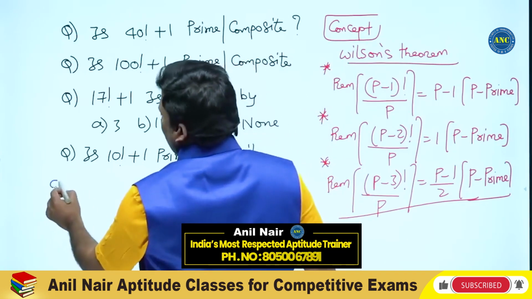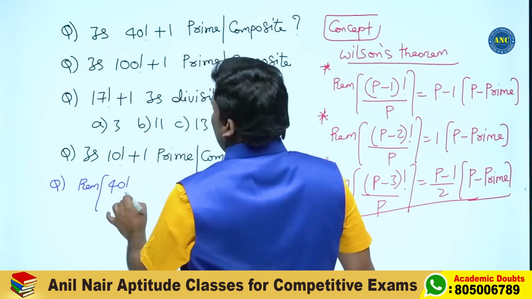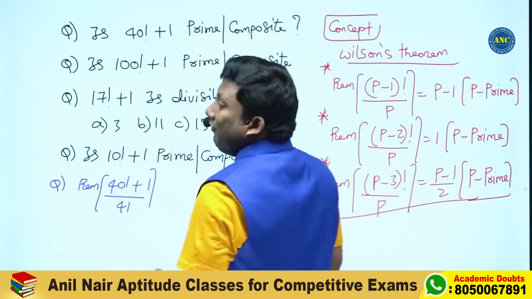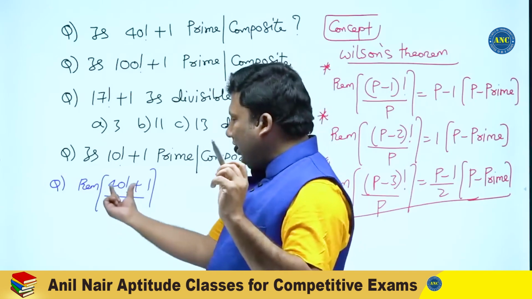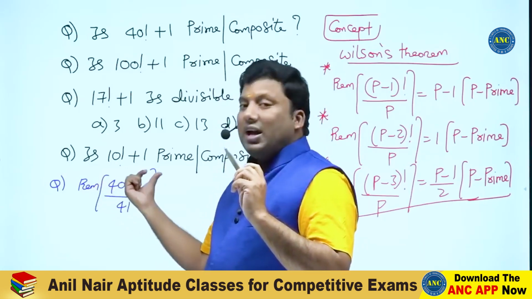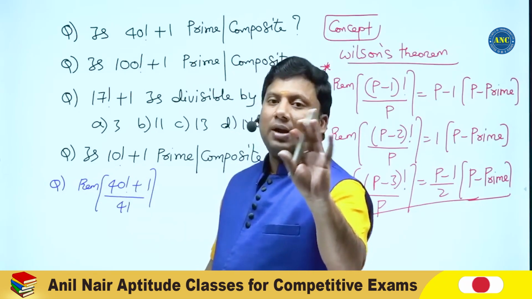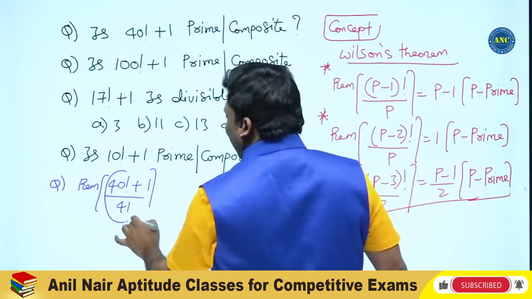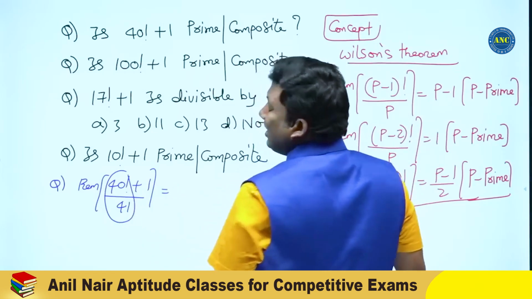First question: let me check 40 factorial plus 1 divided by 41. 40 factorial is the product of all natural numbers from 1 to 40. It is divisible by 2, 3, 4 and so on up to 40. That means the numerator is not divisible by any natural number from 1 to 40. Am I right? So (p minus 1) factorial divided by p leaves remainder p minus 1, where p is a prime number.